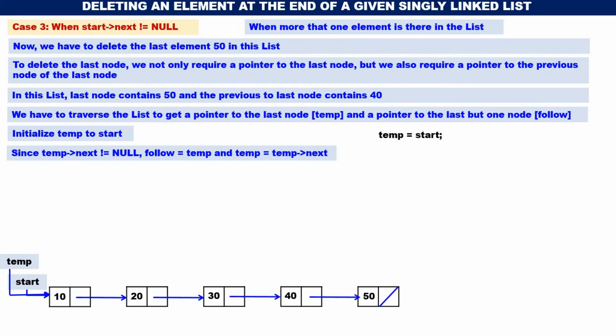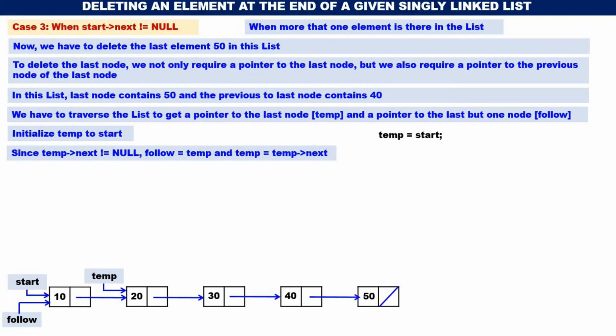Temp is containing the address of 10. Right now, temp of next is not equal to null. Yes, temp of next is not equal to null. Temp of next is containing the address of 20. Temp of next is not equal to null. Therefore, follow is equal to temp. Yes, and temp is equal to temp of next.